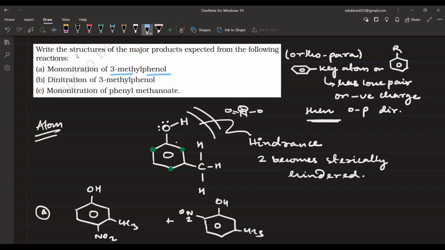Now, tell me, if I do dinitration, then how many nitro groups do I have to attach in 3-methylphenol? If we have mononitration, I attach one nitro. Look, in mononitration, one nitro group is attached to each 3-methylphenol. When we do dinitration, how many nitro groups will be attached? Two groups. Okay. Now, how many possible positions do we have to attach nitro?